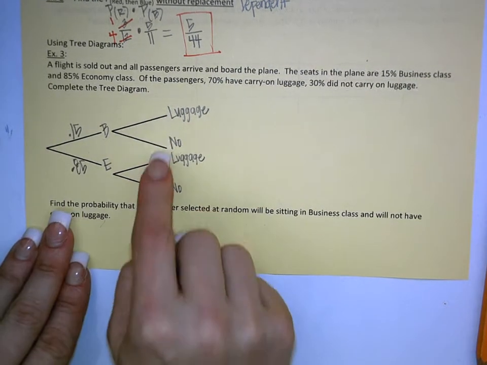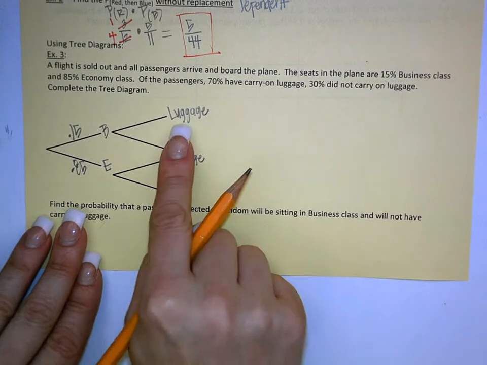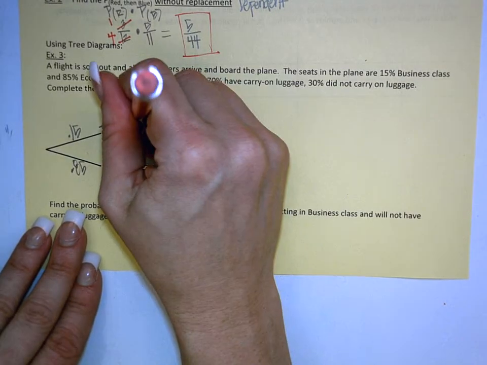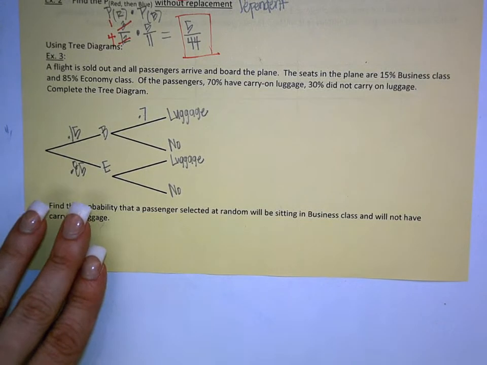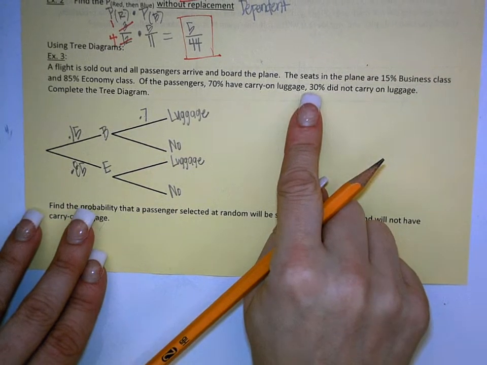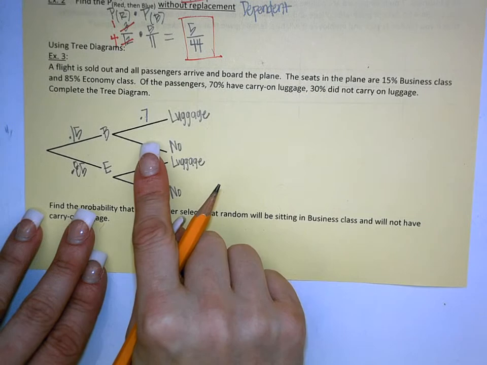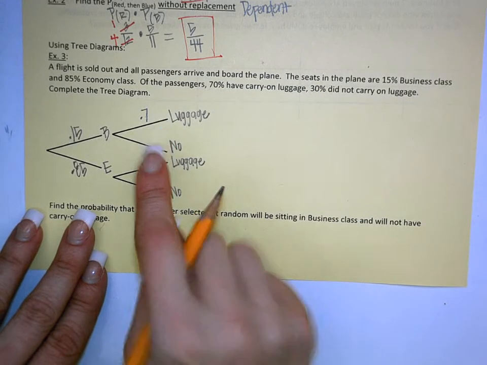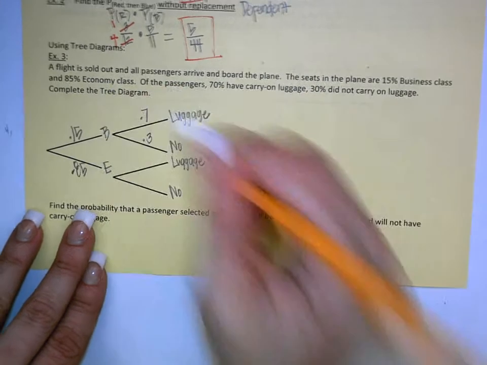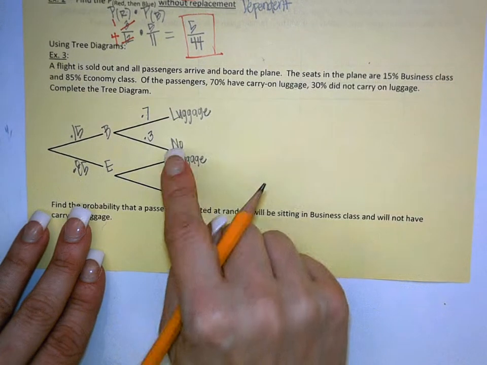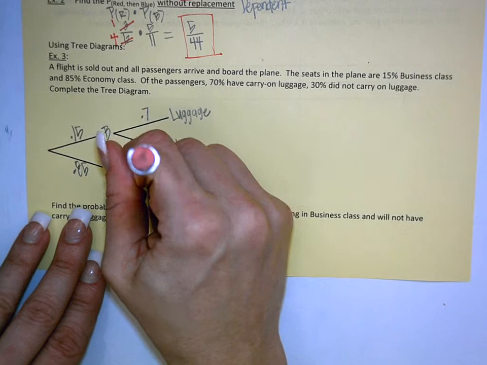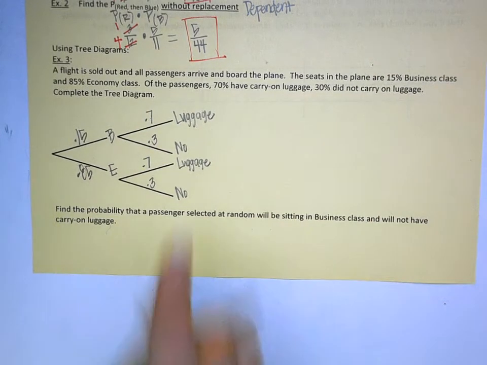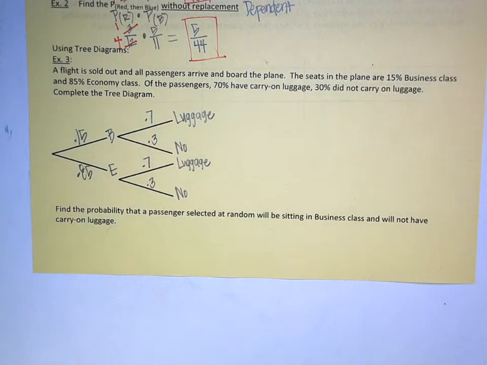Same thing on these little branches. Luggage was 70%, so I'm going to write that as 0.7. If you need to write 0.70, that is fine, but it's the exact same thing. Even if they didn't tell you the other 30%, you could figure out that if 70% did have luggage, 30% or 0.3 did not. And you have to fill that in for each branch. So again, 0.7 and 0.3. Now, once you've filled that in, that's the difficult part. Now, all you really have to do is just follow the branch.